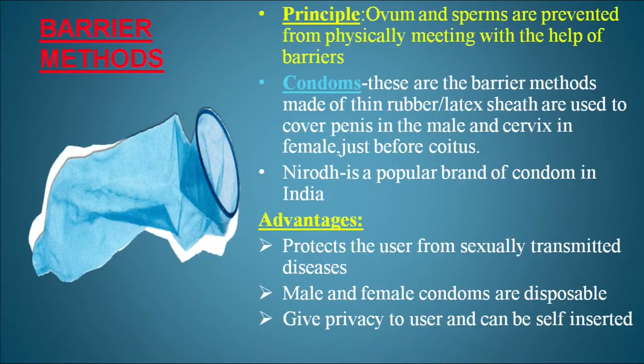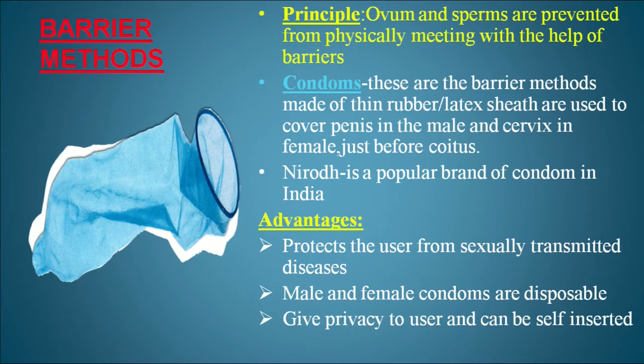Now comes the barrier method. The principle of the barrier method is to prevent physical meeting of the sperm and ovum. First of all are condoms. These are barrier methods made of thin rubber latex sheath that are used to cover the penis in the male and the cervix in the female just before coitus. Nirodh is a popular brand of condom in India.